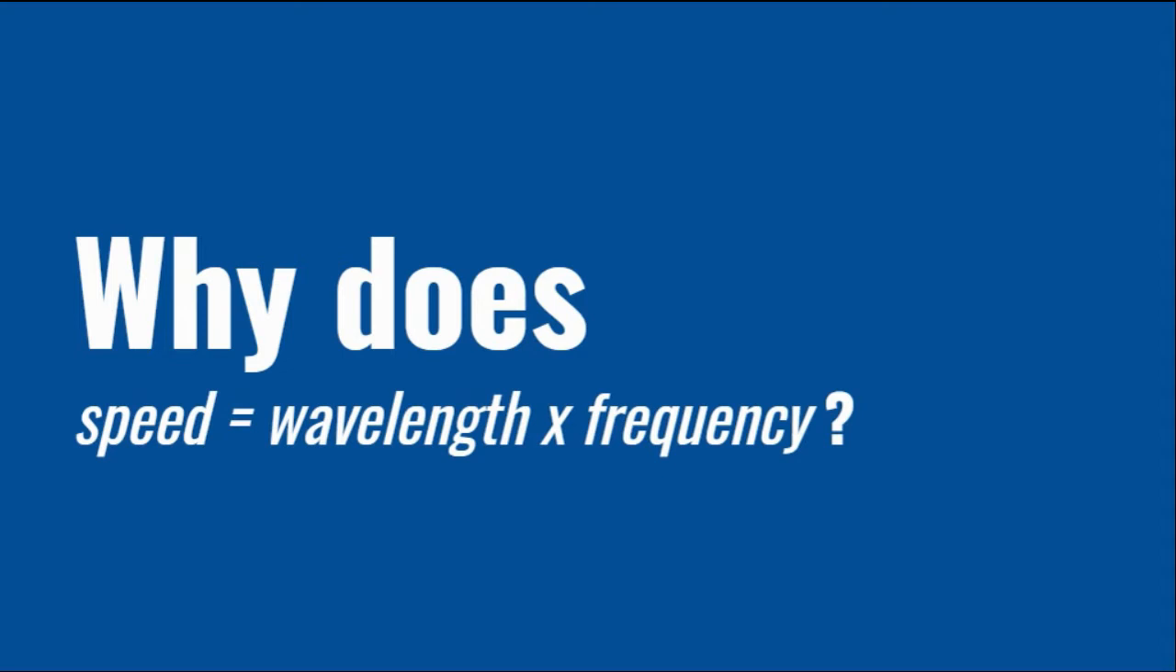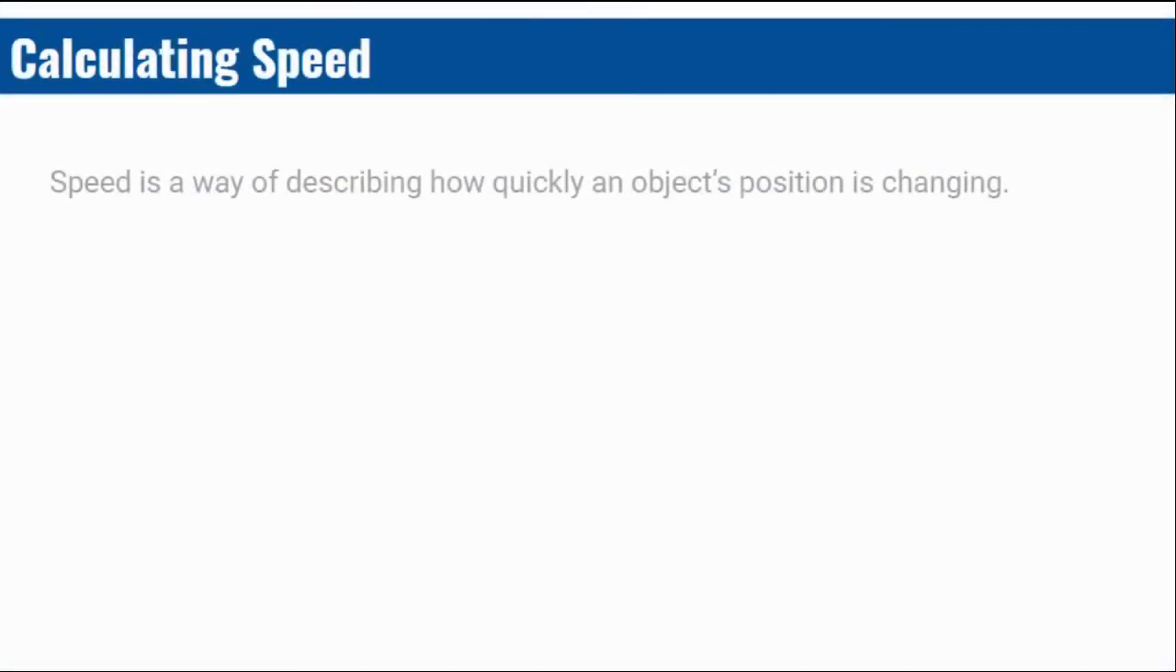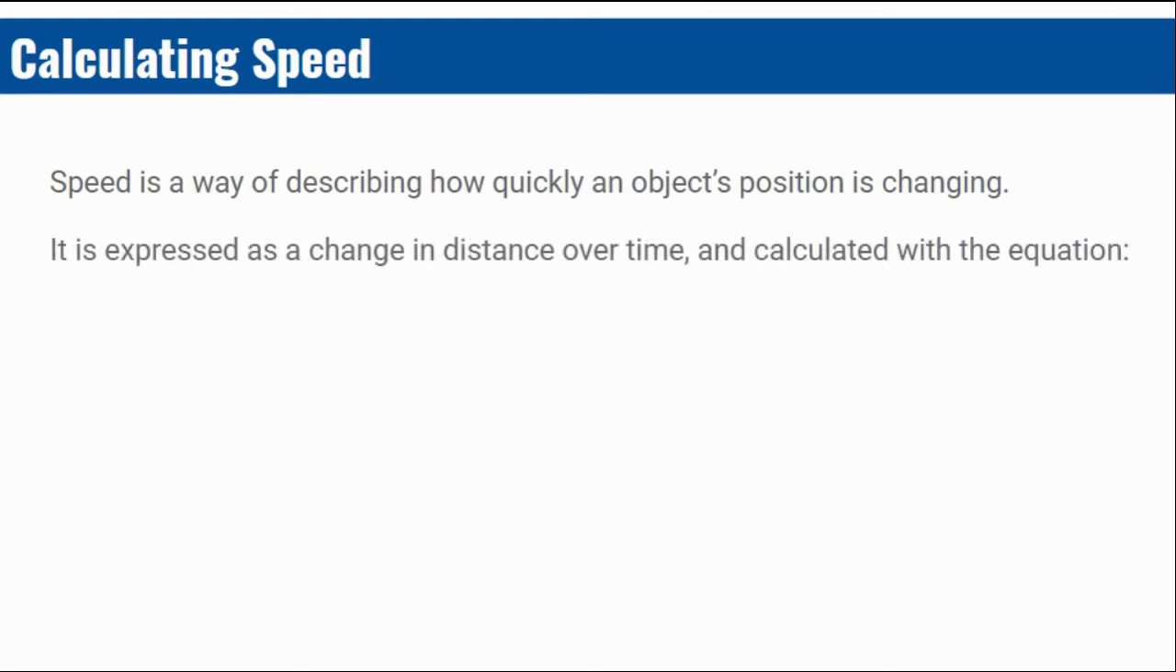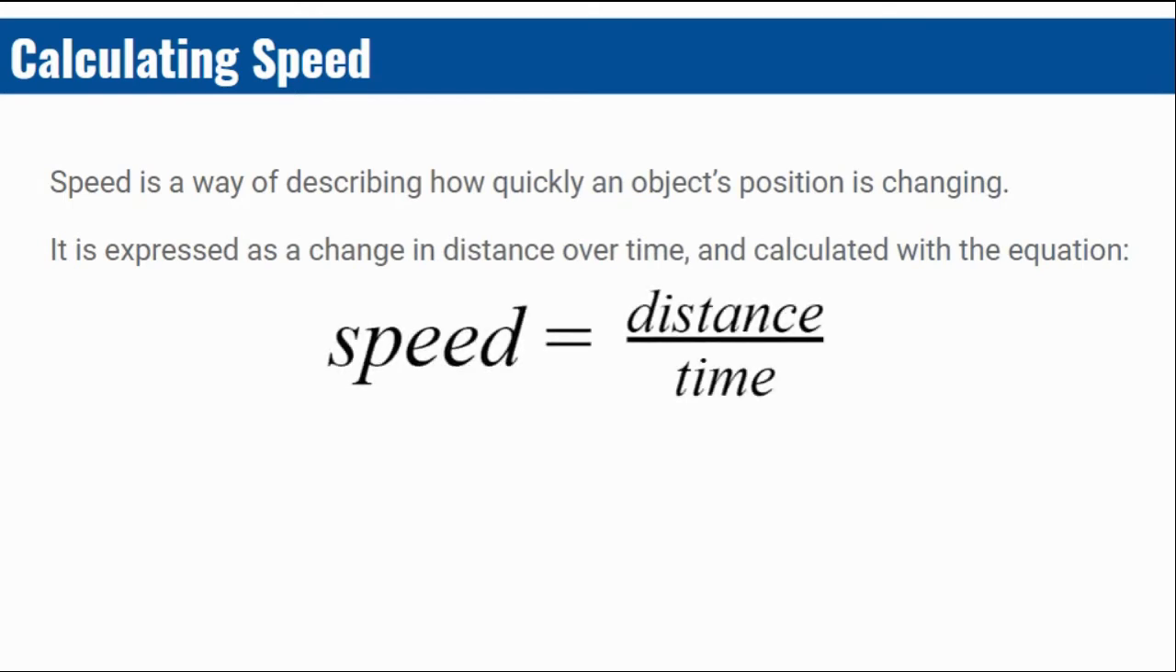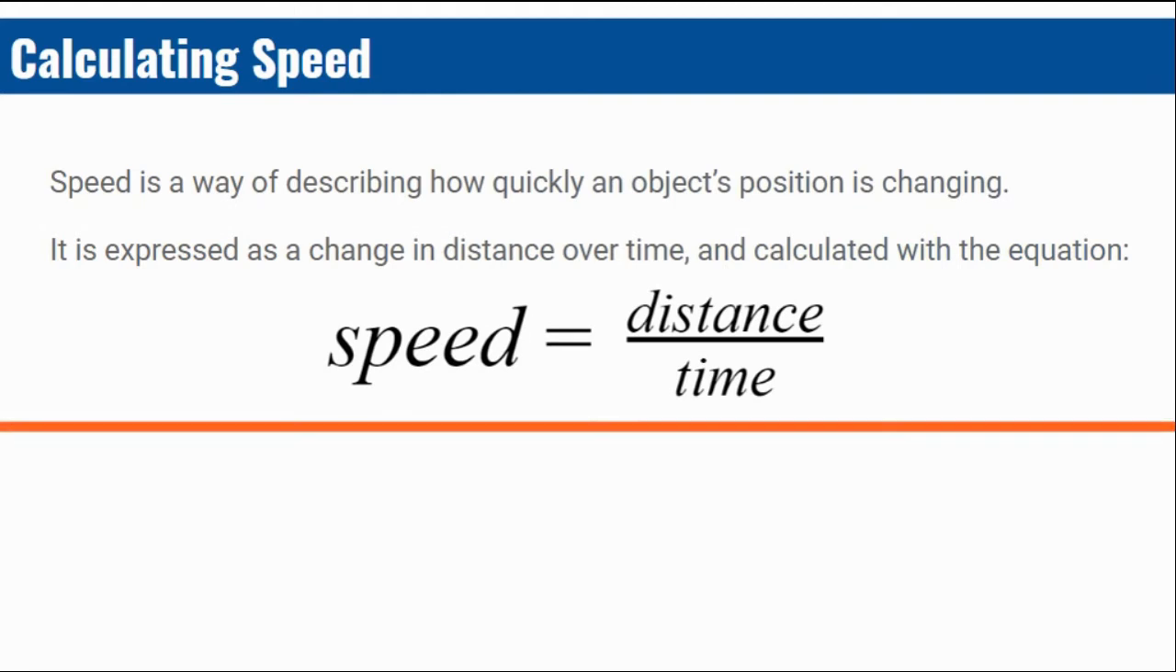Where does this equation come from? Why is it that a wave's speed is equal to its wavelength multiplied by its frequency? Speed is a way of describing how quickly an object's position is changing, and it's expressed as a change in distance over time, and calculated with the equation speed equals distance over time. So when we calculate how fast something is travelling, we need two pieces of information: how far it moved and how long it took to move.